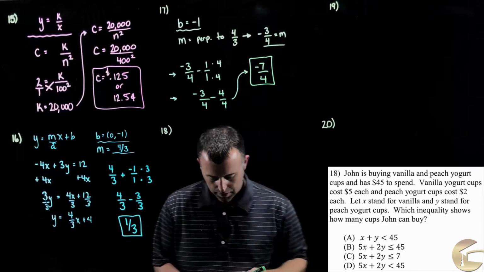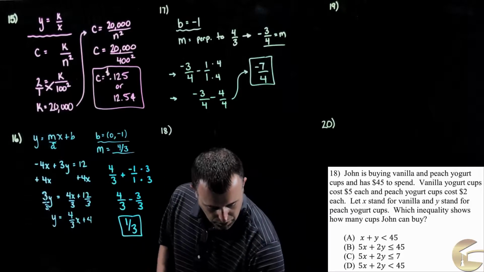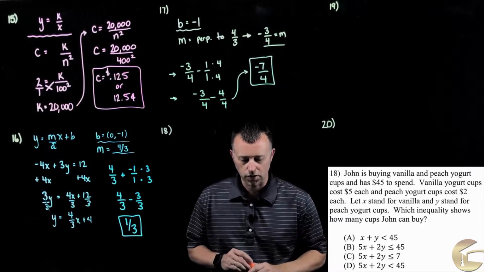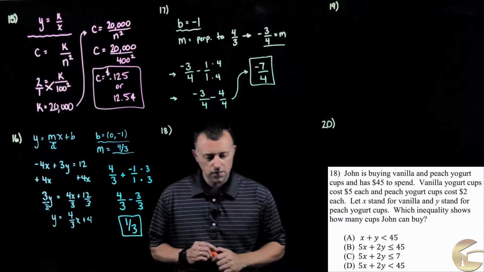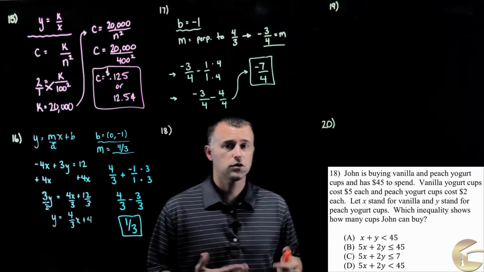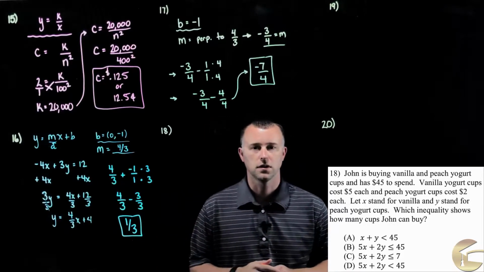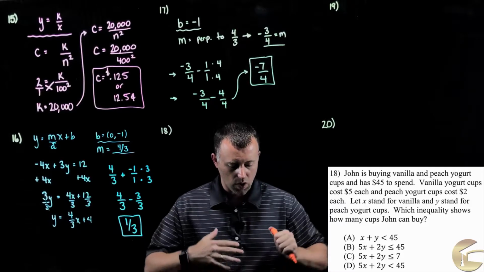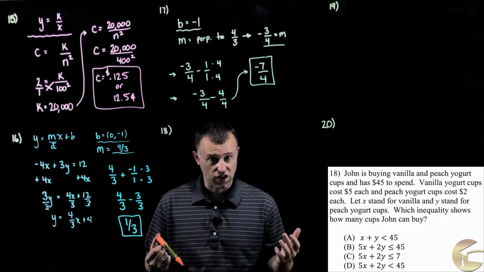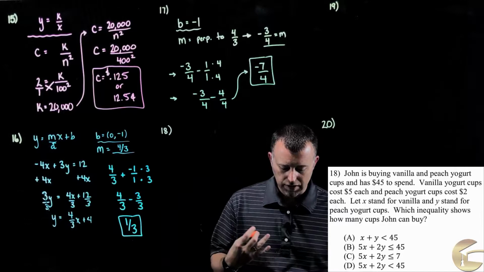Number 18 says John is buying vanilla and peach yogurt cups, and they have $45 in total to spend. Vanilla yogurt cups cost $5 each, and peach yogurt cups cost $2 each. Now, first off, when I talk about the word each, remember each means a rate, and a rate means you're multiplying by some number, some variable. So when I see those numbers right off the bat, I'm thinking of maybe a standard form type of equation. So as you're going through all these, X is the vanilla yogurt cups.